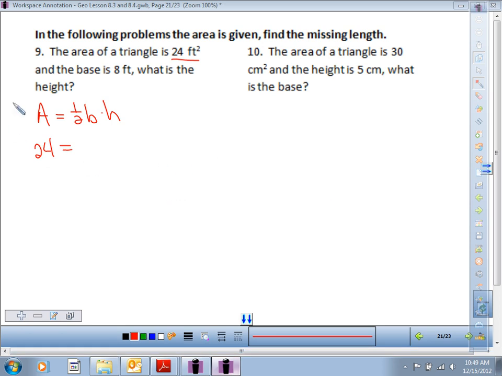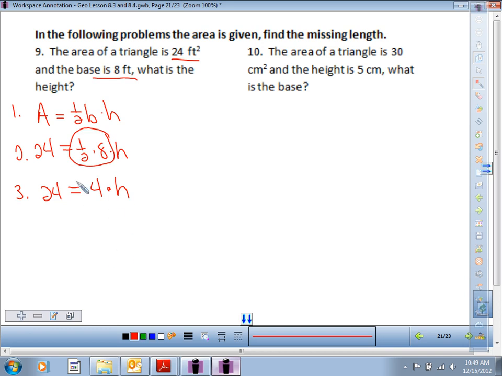All right, so step 1 was write down the formula, and then step 2 we had to substitute in, so we put 24 there. We have 1/2. The base is 8. And what we're trying to do is calculate the height of this guy. So we have to do a little bit of algebra here, just like we did last class. So we have 24 equals, I'm going to simplify this right here. Half of 8 is 4 times h.